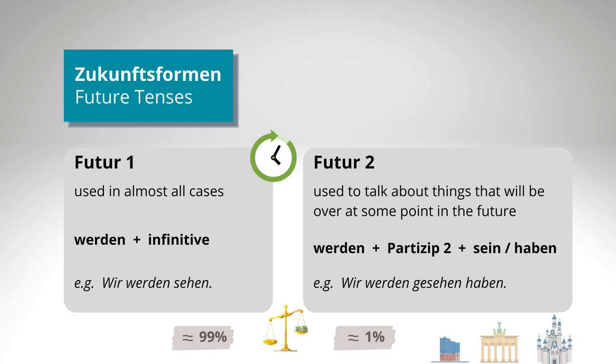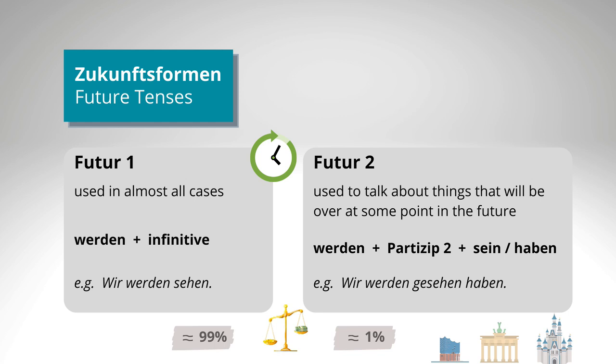The Futur 1 is formed by taking the conjugated version of the verb werden, to become, and then you add the infinitive of the original verb. For example, wir werden sehen, we will see. So it's basically really close to the will future in English with the slight difference that werden needs to be conjugated. So basically in the future all you need is this simple form. Not four like in English.